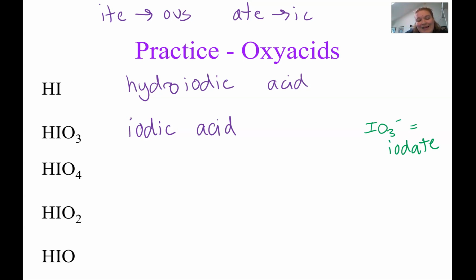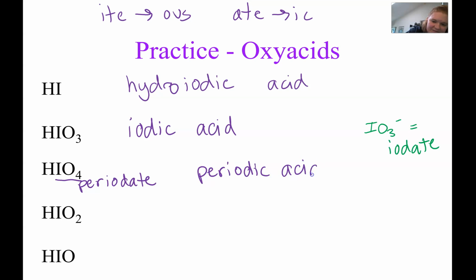HIO4 has that extra oxygen on it, so we know the name of this is periodate. And so we're just going to change the ending to -ic: periodic acid.